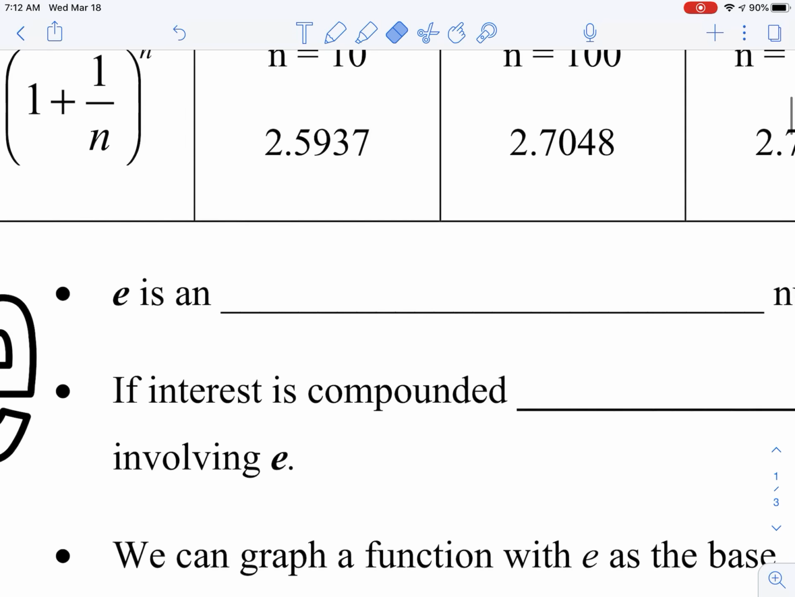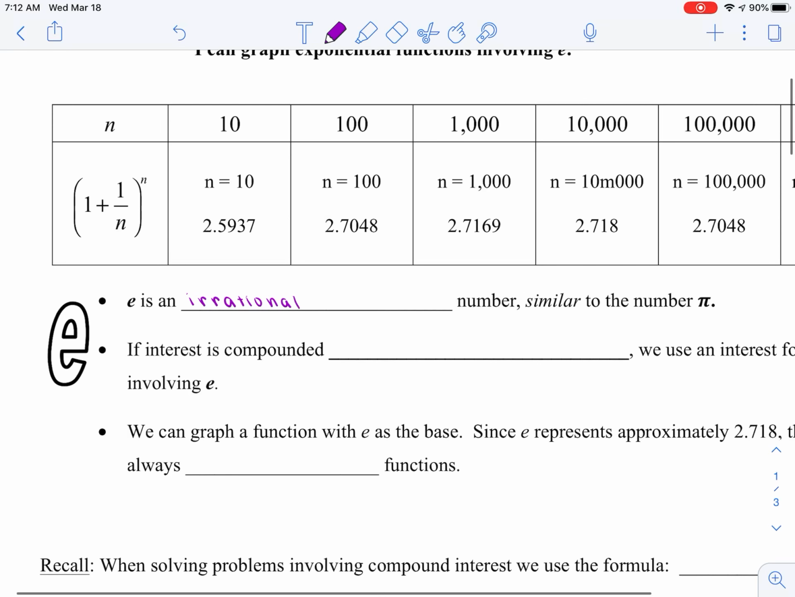Now, E, just like pi, is an irrational number. So it just keeps going. It's not just 2.718. There's more decimals to that. And it's just like pi, because you know how pi does that same thing, 3.14, and then keeps going.